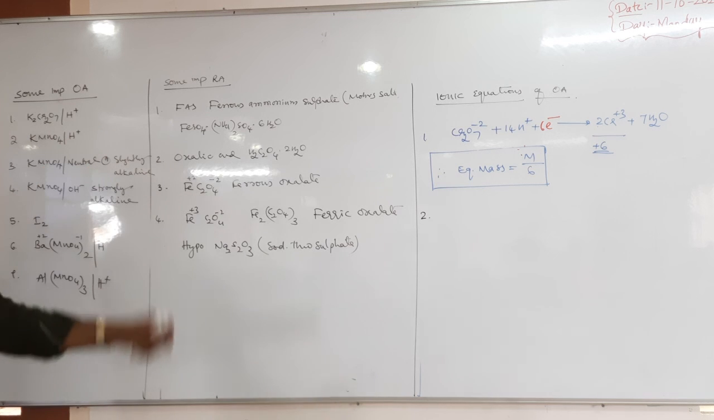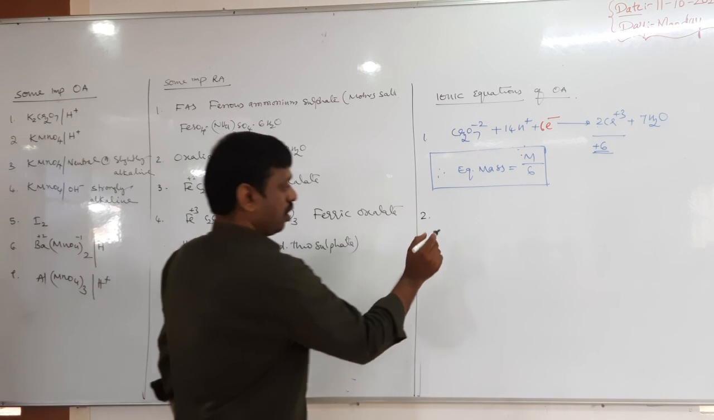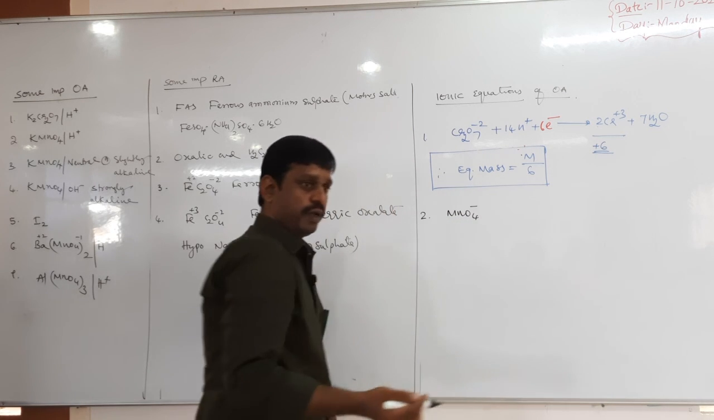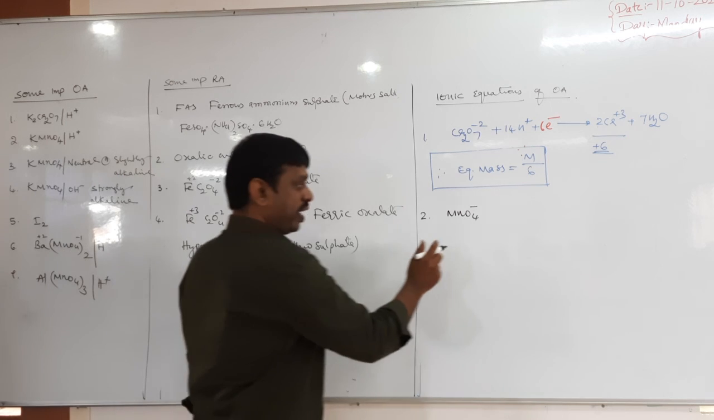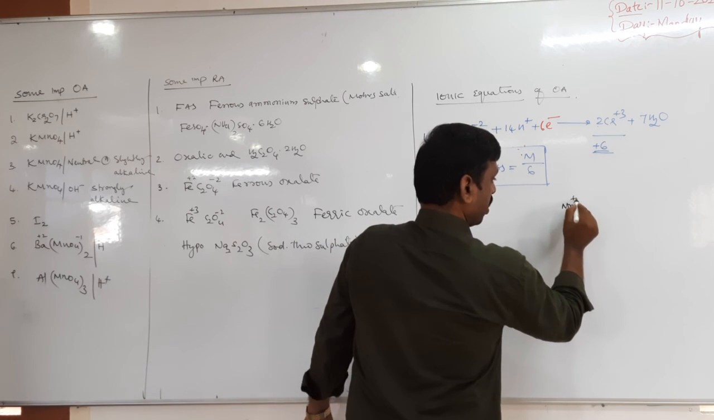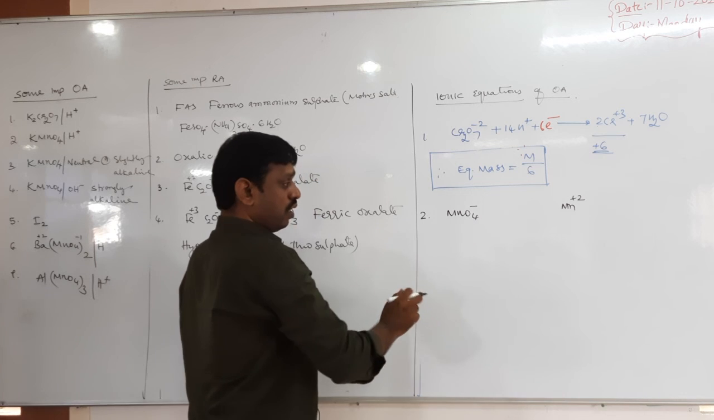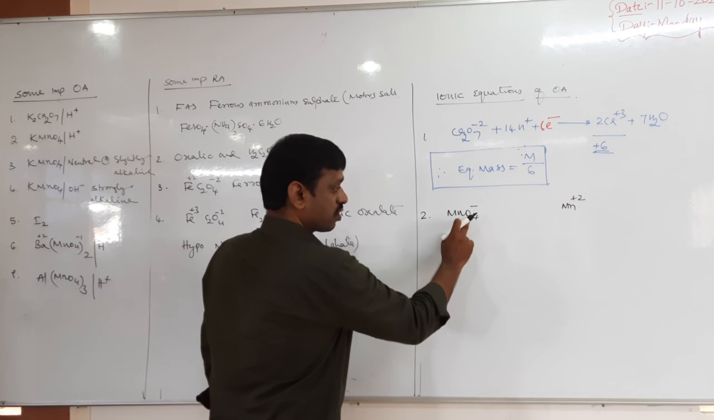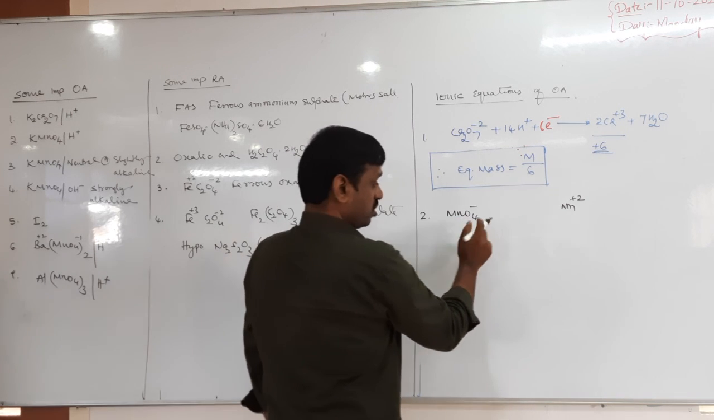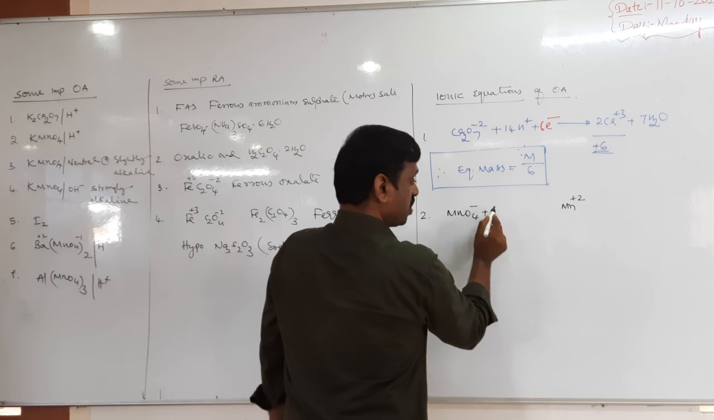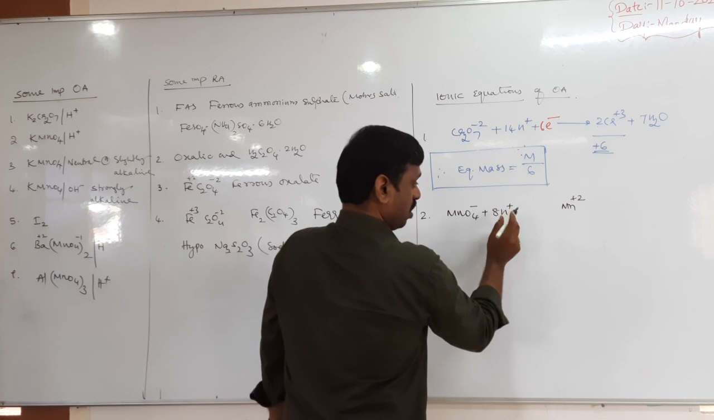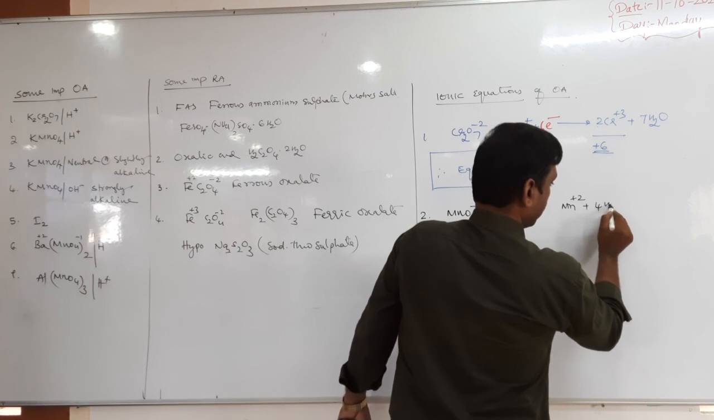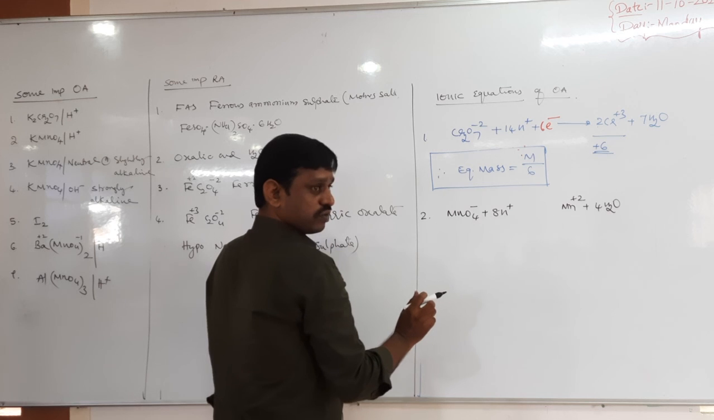The second one is potassium permanganate in acidic medium. I'll take the permanganate ion, that is MnO4−. Here remember, MnO4− gets converted into Mn2+ ion. This you should remember. Now, MnO4 has to convert to Mn2+. That means what should be removed? 4 oxygens. To remove the 4 oxygens, how many H+ are required? 8 H+, because 8 H+ with 4 oxygens will give how many water molecules? 4 water molecules.